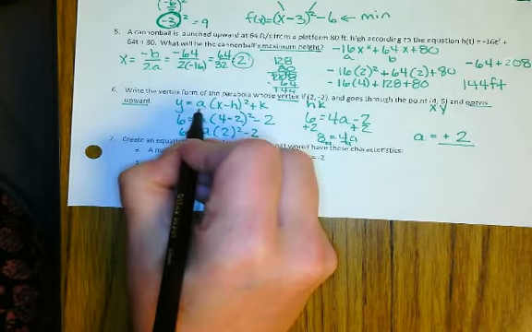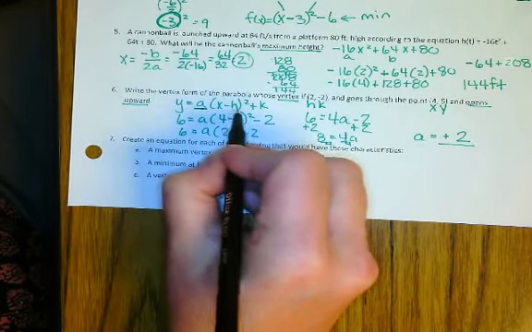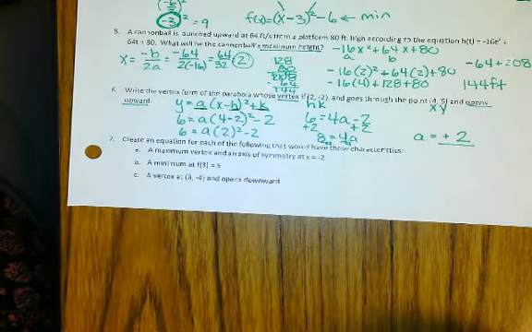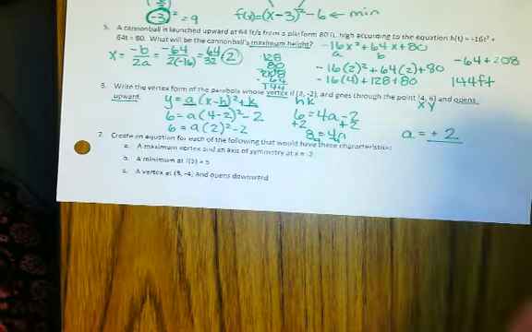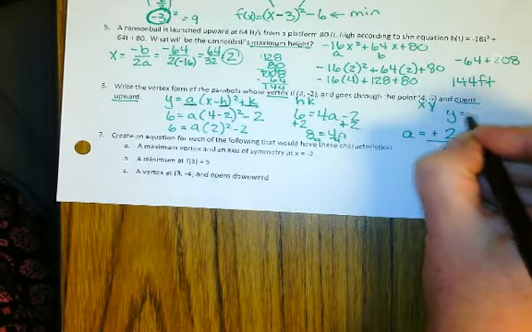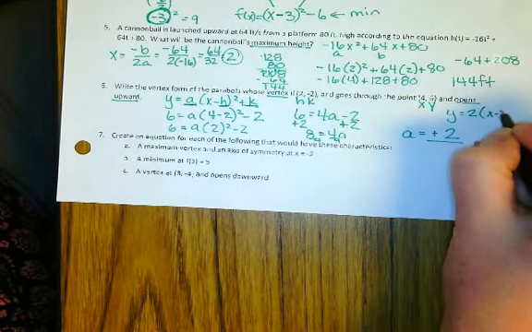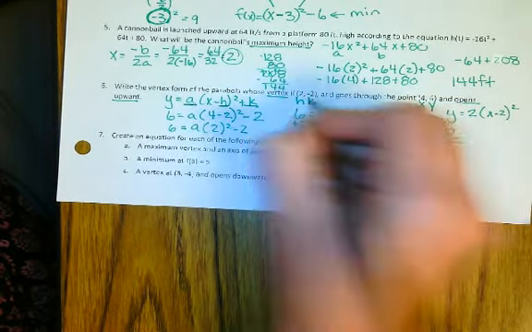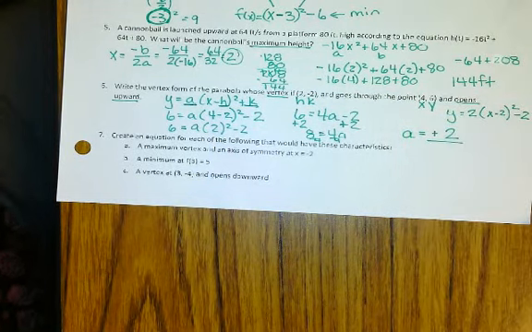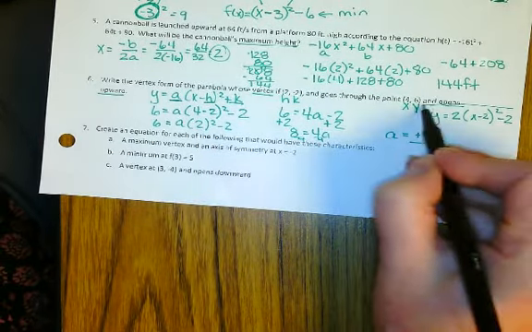Alright, so now I have enough information. I just found out what my a is. They gave me the h and the k. So I'm just going to take that information and start substituting it in. So y equals 2 times x minus the 2 here, squared, and then minus 2. And that's my vertex form.